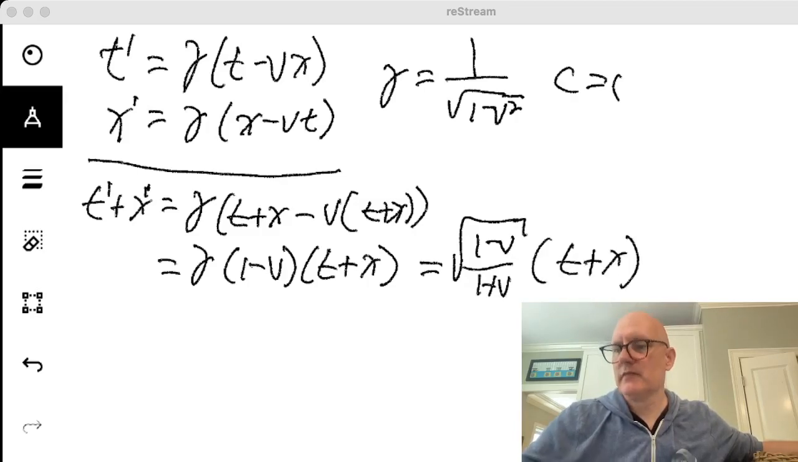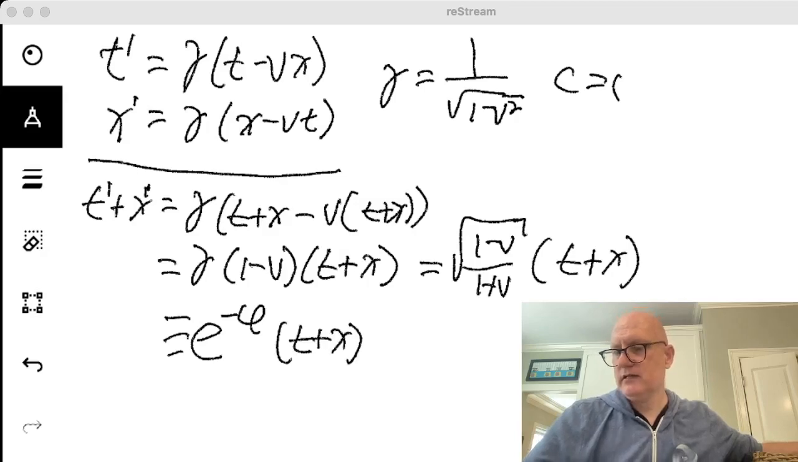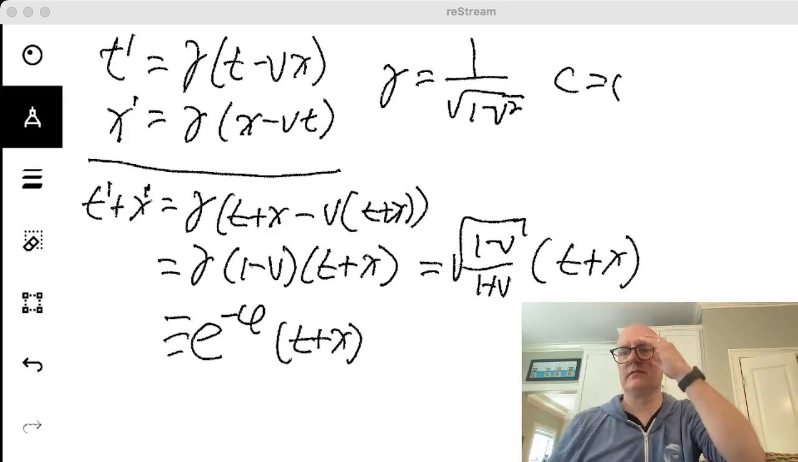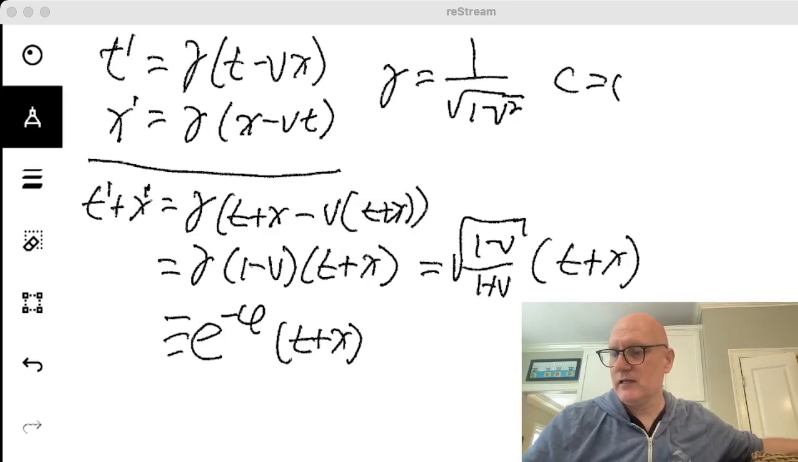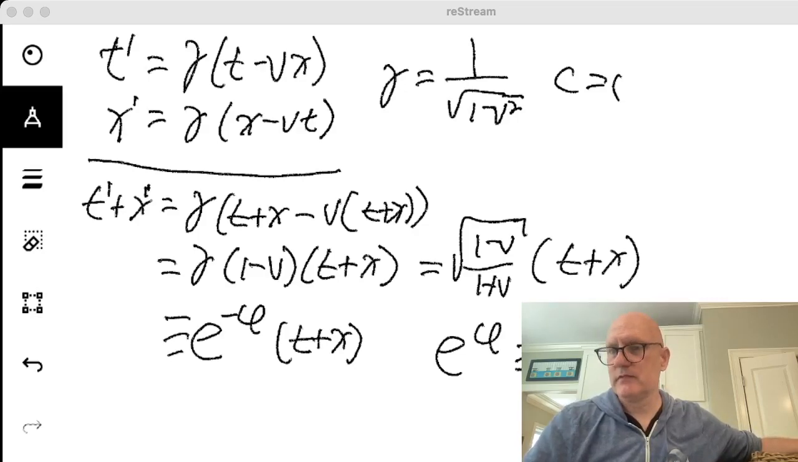And we define phi such that e to the minus phi times t plus x equals this. So basically this first term, the gamma times 1 minus v, equals e to the minus phi. And that also means, oh, not gamma, e to the phi equals square root of 1 plus v over 1 minus v. So you can show that t prime minus x prime equals e to the phi times t minus x.